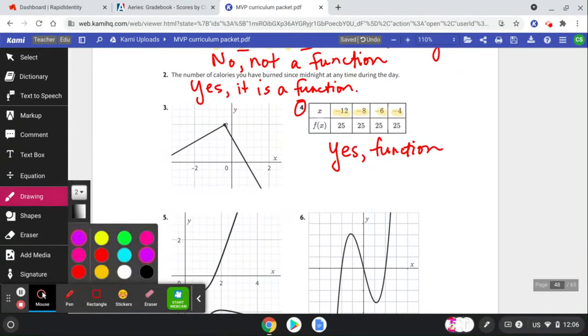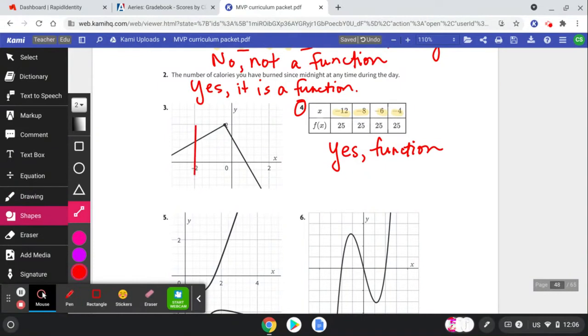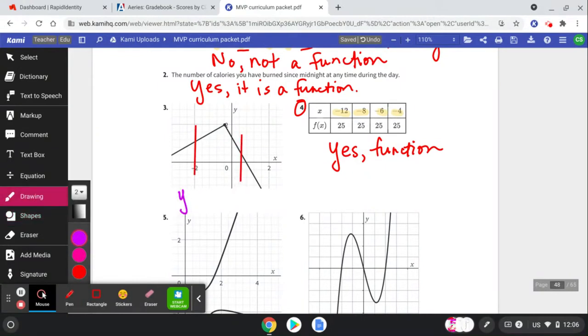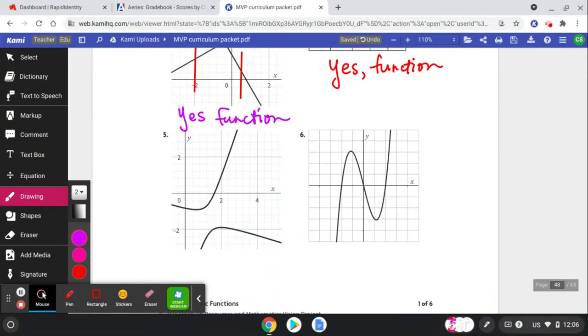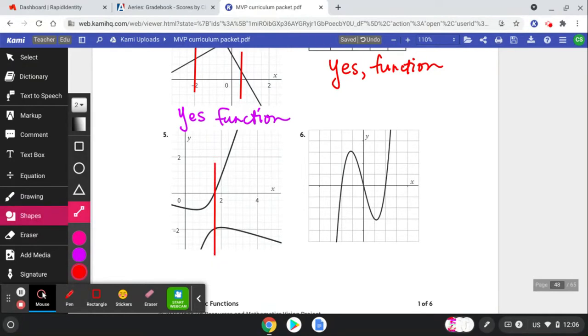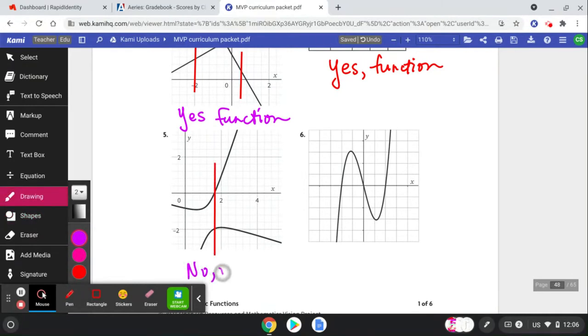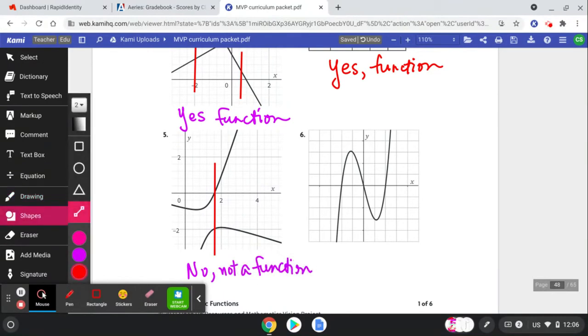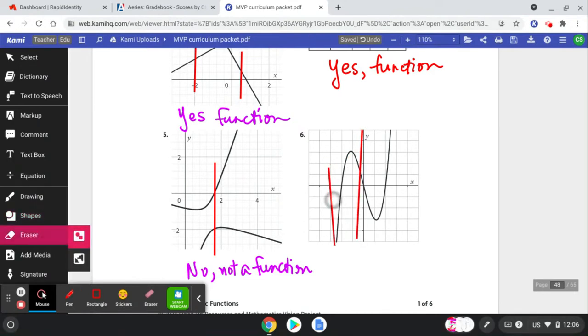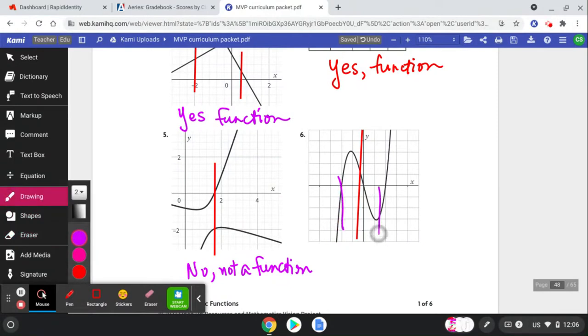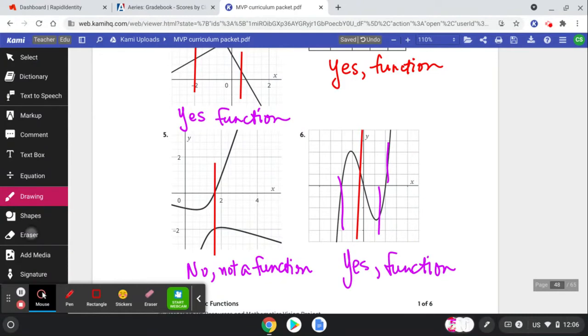Okay, let's go do the vertical line test on these other ones. Touches once, touches once. Yes, it's a function. On this next one, vertical line test. Ooh, touches twice. No, not a function. And finally, vertical line test, touches once. Oops, that one doesn't touch at all. Touches once, touches once, touches once. So this one is yes, it's a function. For every one input, there's only one output.